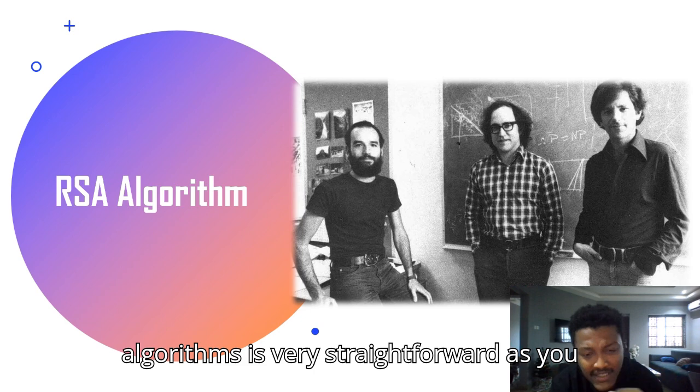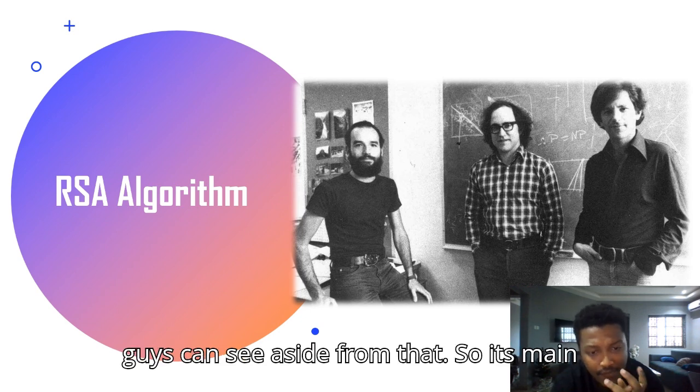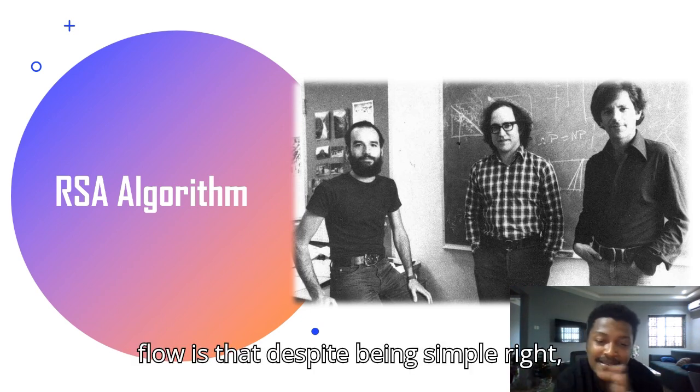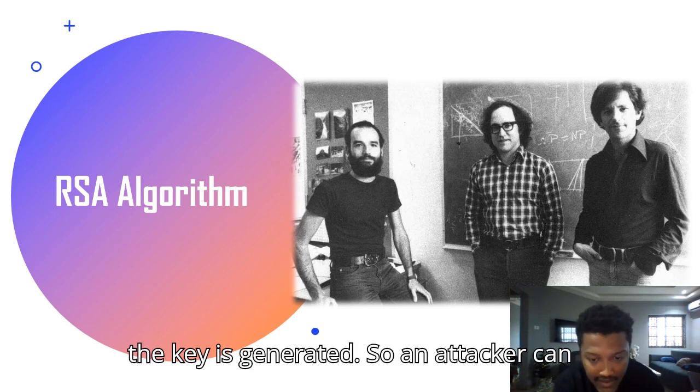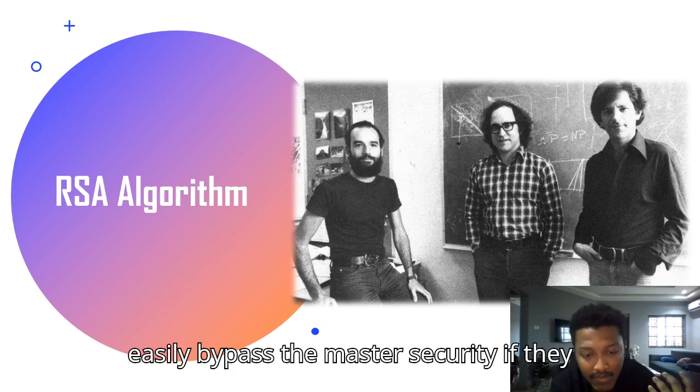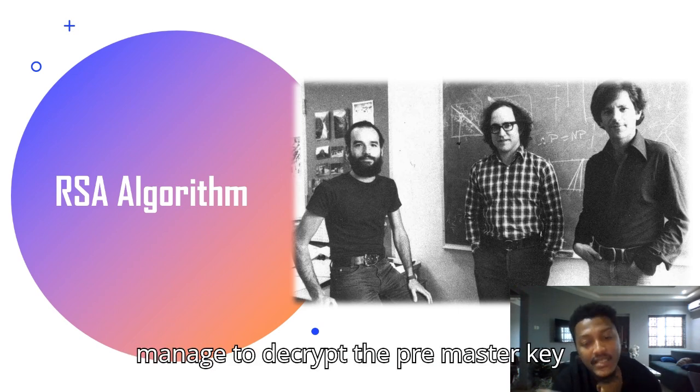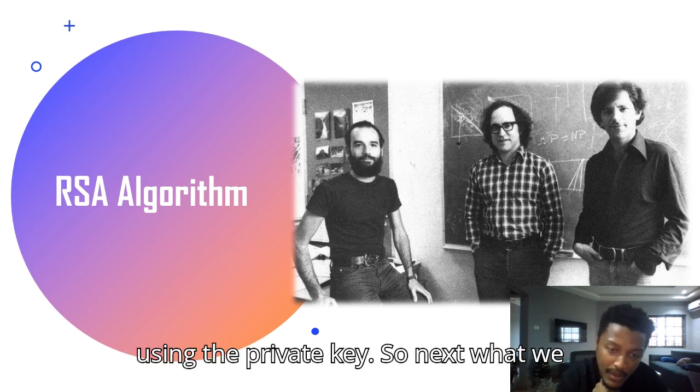The RSA algorithm is very straightforward, as you can see. Aside from that, its main flaw is that despite being simple, it remains in use for several years after the key is generated. So an attacker can easily bypass the master security if they manage to decrypt the pre-master key using the private key.